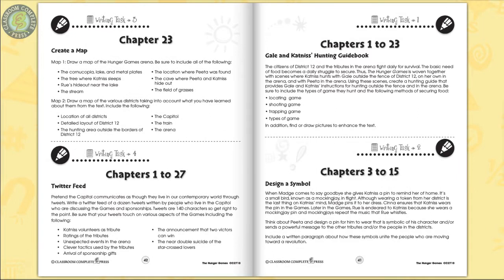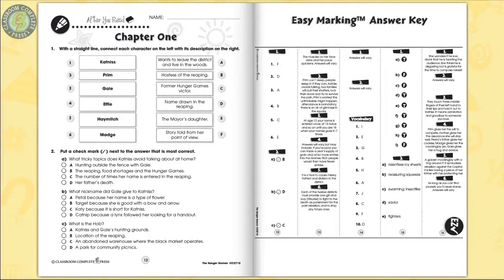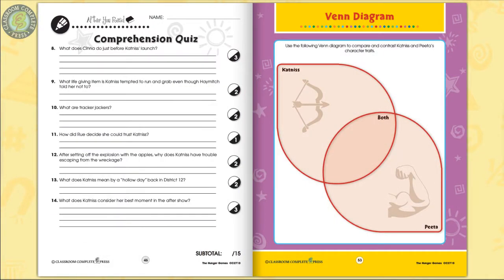Students design their own symbol for Peeta, similar to the mockingjay for Katniss. A word search puzzle and comprehension quiz ends the unit. The easy marking answer key works by lining up perfectly with the matching question pages. 3-color posters, which are graphic organizers, complete the resource.